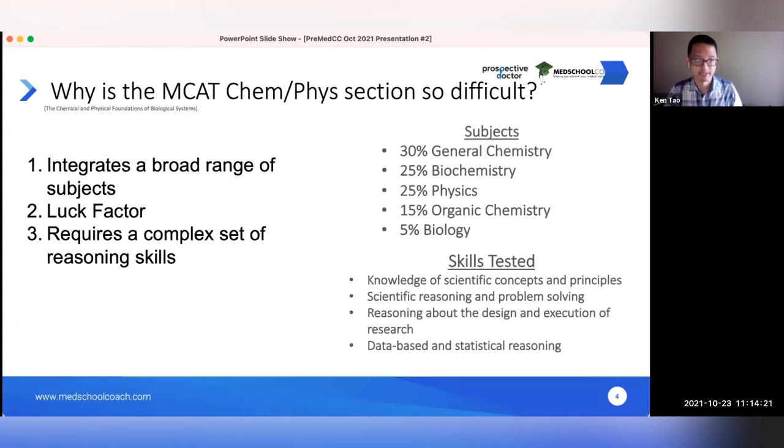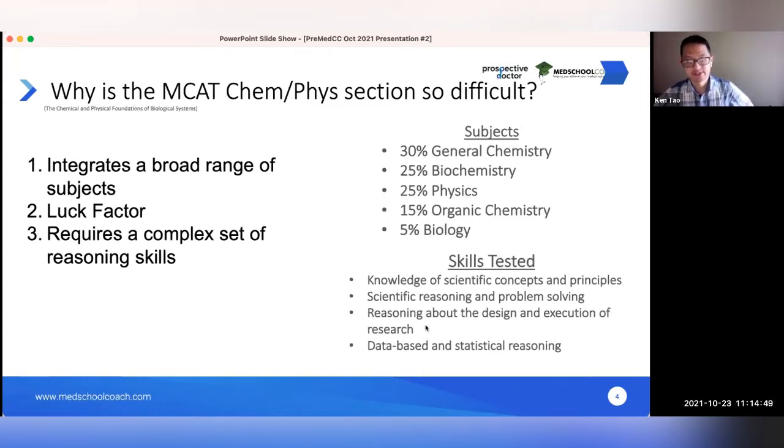very much about application. So they might introduce a new molecule and show you the structure on the exam. And when you see that structure, they're going to be asking you, oh, if I add this other compound, how might they react? All right. So if they're giving you two random molecules you've never seen before, and you're expected to figure out how the two might react together, that's looking at your scientific reasoning, problem solving skills.